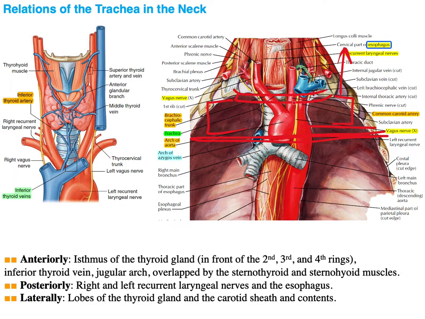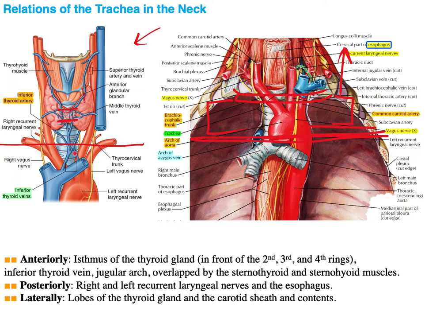Sorry, here guys, I would use this figure in which here's the larynx and here's the beginning of the trachea. So in this area, guys, in the neck anterior to the second, third, and fourth rings of the trachea, there is the isthmus of the thyroid gland. This is the thyroid gland, and this is the isthmus of the thyroid gland.